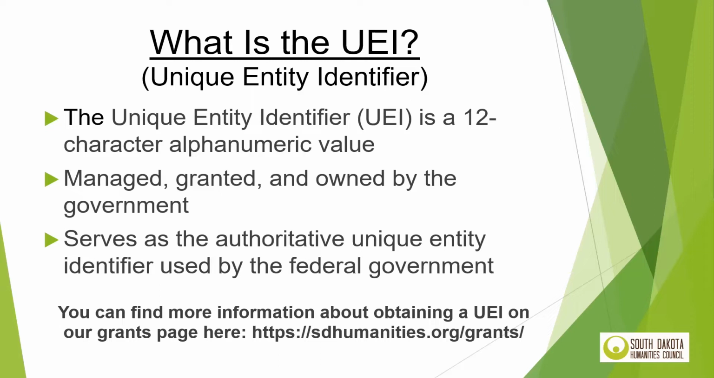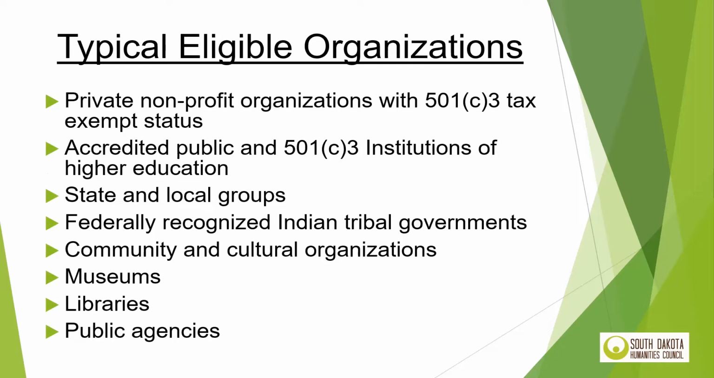If your entity does not have a DUNS or is not registered in SAM, you will need to request your UEI through sam.gov. A successful request will provide the UEI immediately. Our grants webpage has a link to a document that can guide you through the process. Here's a list of groups that we typically make awards to, and this list is also in our grant guidelines for your future reference.